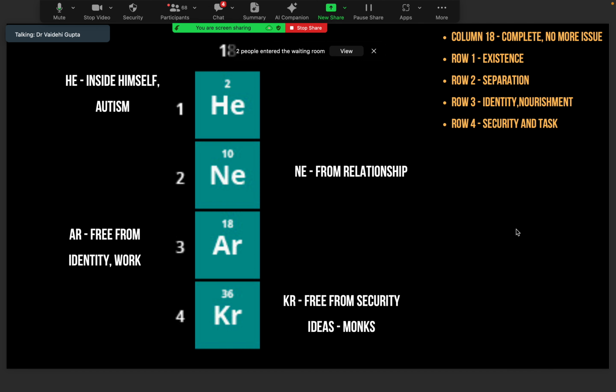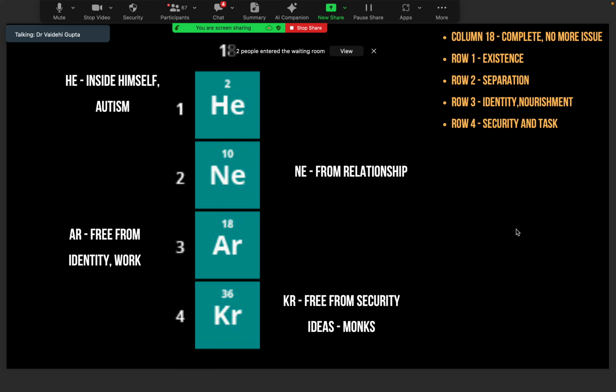Column 18, inert gas: helium, neon, argon, krypton. So they are complete. There is no more issue such as the rows they belong to. It is not an issue anymore for them. Helium, they are quite happy inside themselves, in that content life.